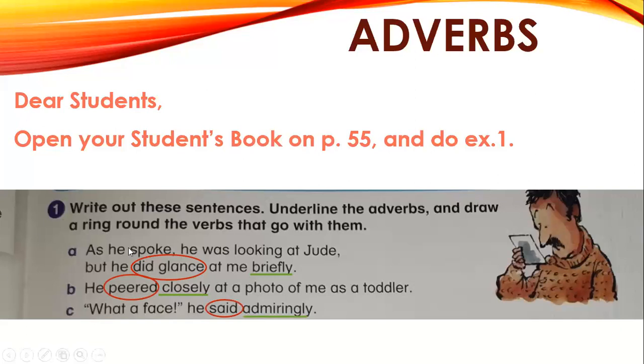In sentence A, did glance is the verb and briefly is the adverb that describes this verb. Sentence B, peered is the verb and closely is the adverb that describes this verb. C, "What a face!" Said is the verb and admiringly is the adverb that describes this verb.